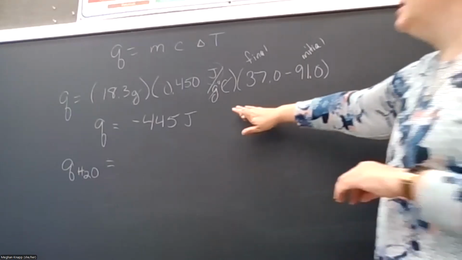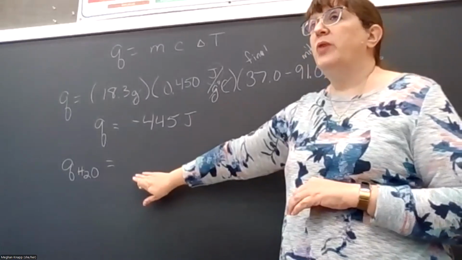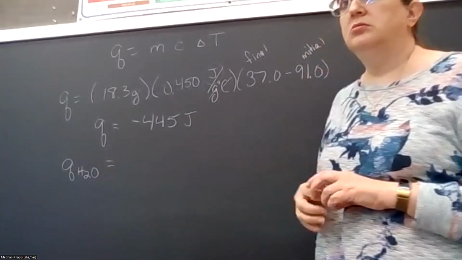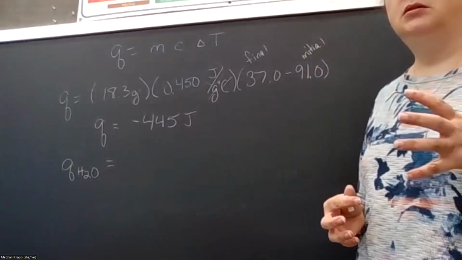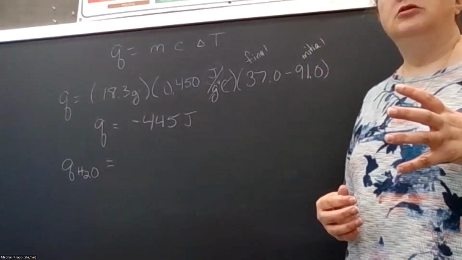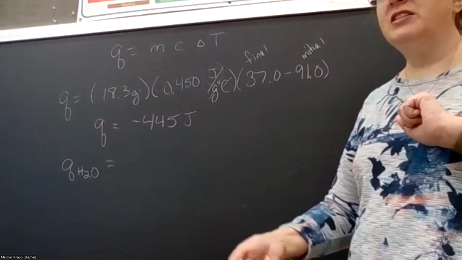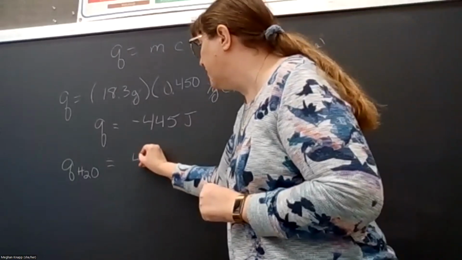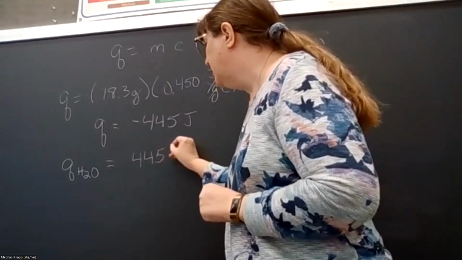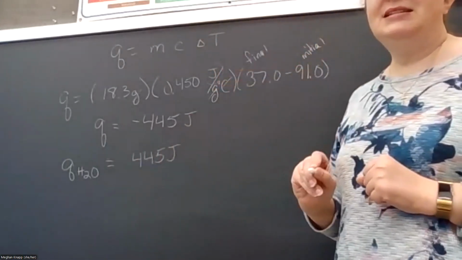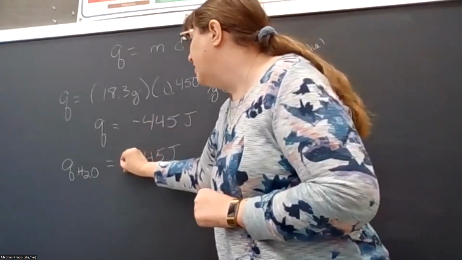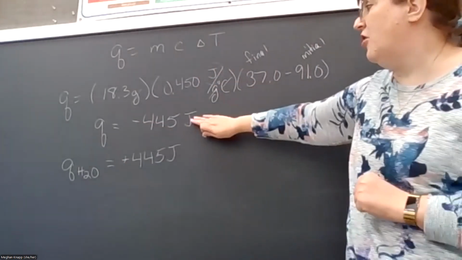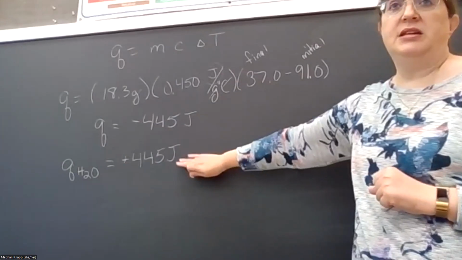Now, if this is our system and water is our surroundings, what can we say about the heat of the water? Do we know how big it is? So remember, Q of the system and Q of the surroundings are equal in size, right? So it's going to be 445 joules, but opposite in sign. So since this is negative, this one is positive. Okay, so that tells us this gave off the heat and the water absorbed the heat.